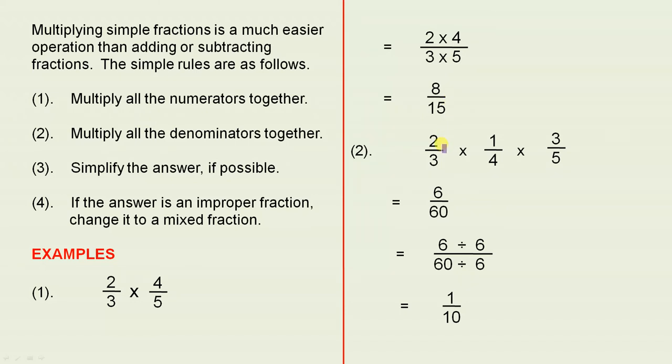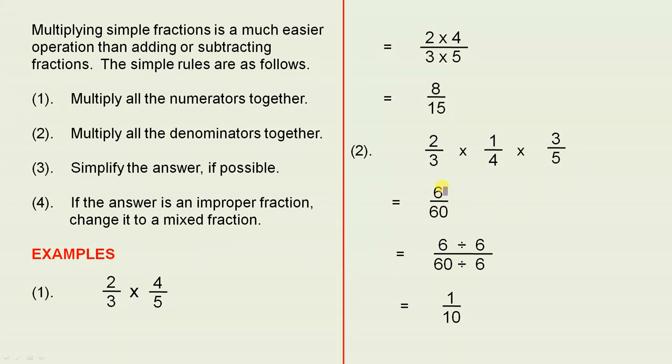Number 2, 2 over 3 times a quarter times 3 over 5. Multiplying the numerators together, 2 ones are 2, 2 threes are 6. Multiplying the denominators together, 3 fours are 12, 12 fives are 60. That gives us 6 over 60. Now number 3 says simplify the answer if possible.